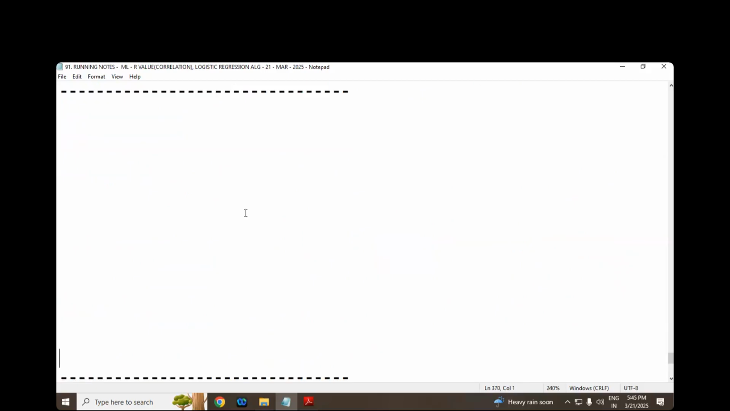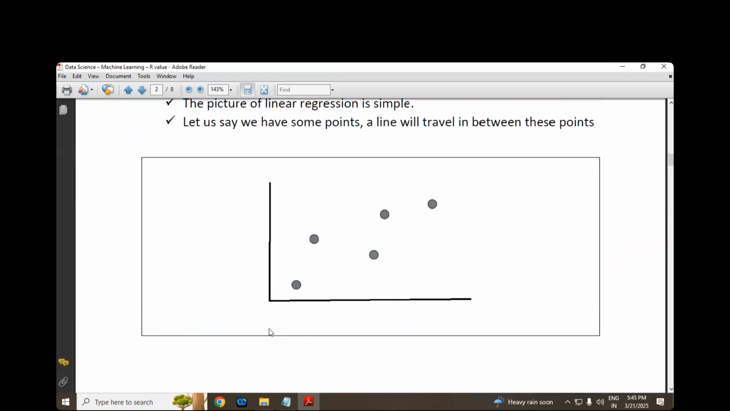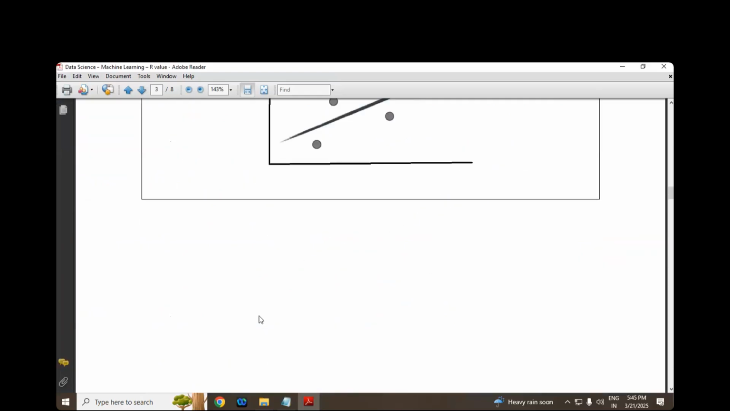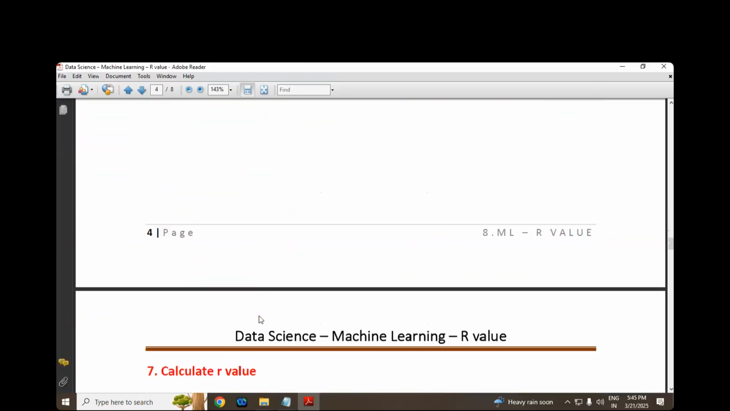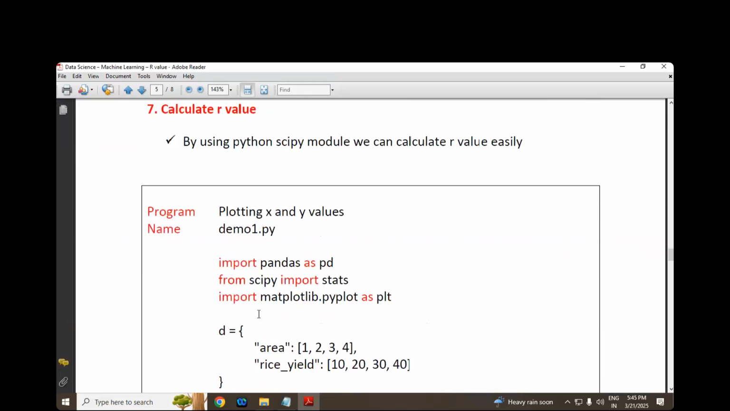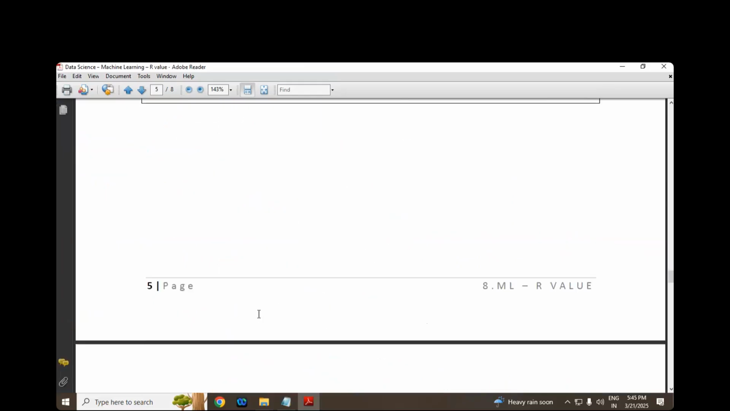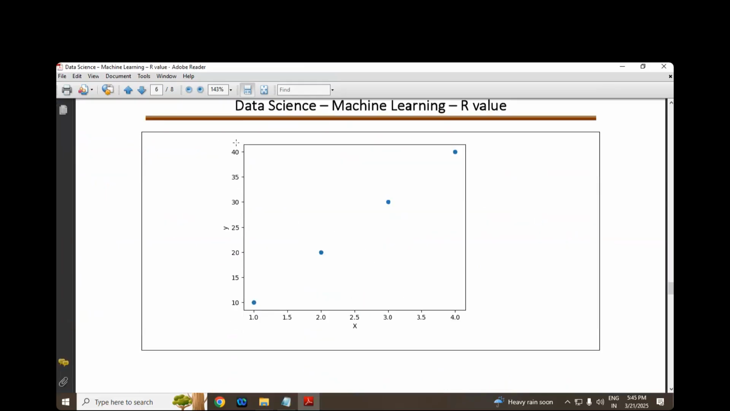You can check a heat map also, there are many ways. This theory you need to walk through, we already did. I will jump directly into the example. Make a note on this: calculate the R value.